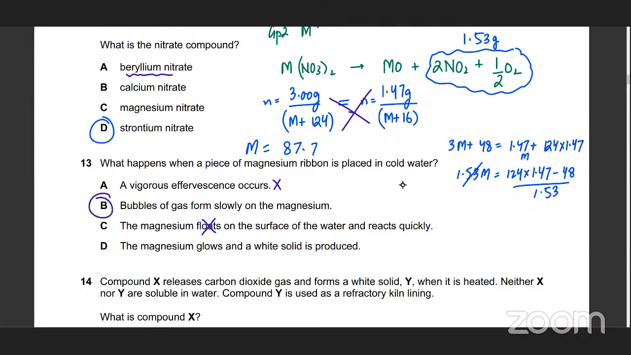Remember, in group 2, the reactivity increases down the group. Your first one, magnesium, hardly reacts. It's a very slow reaction. Calcium kind of reacts, bubbles, and as you go down the group, strontium and barium, they react more vigorously.